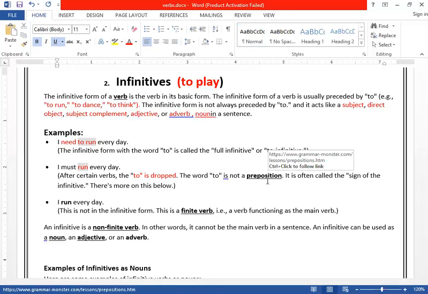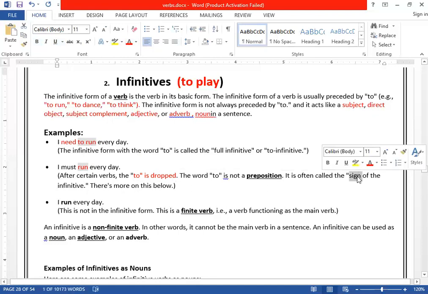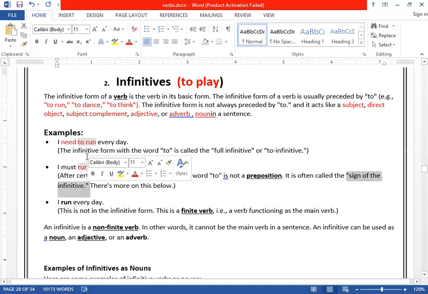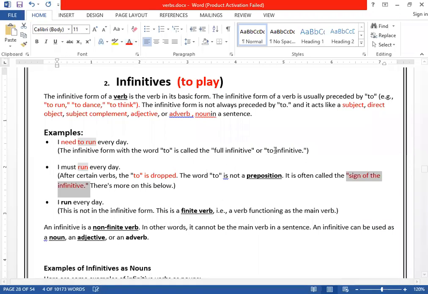The word to, clear? It is often called what? We call it sign of the infinitive. In this case, this to is not a preposition. What do we call it? We call it the sign of the infinitive. This is the sign of the infinitive. Like the word to that is used with the basic form of the verb, with the infinitive, clear? That is not a preposition, clear? That is what? That is the sign. We call it sign of the infinitive.